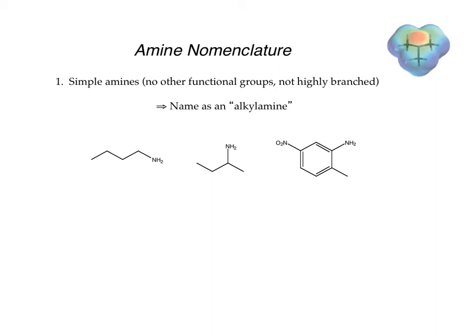So all you have to do is count up the number of carbons in a particular chain. So looking at that one, we have 1, 2, 4 carbons. So it's based on a butyl group, and we'll call this butylamine. And it's all one word. The butyl and the amine run together. This next one, it's a sec-butyl group. So this is sec-butylamine.